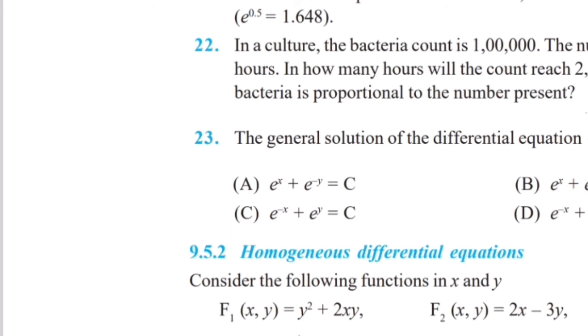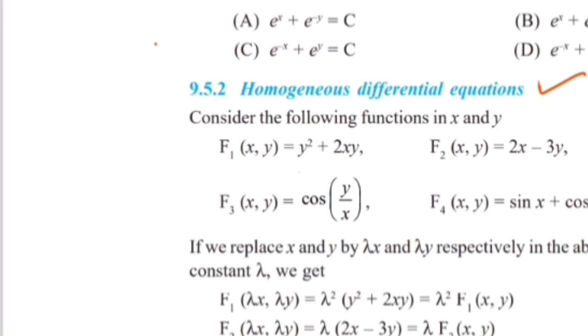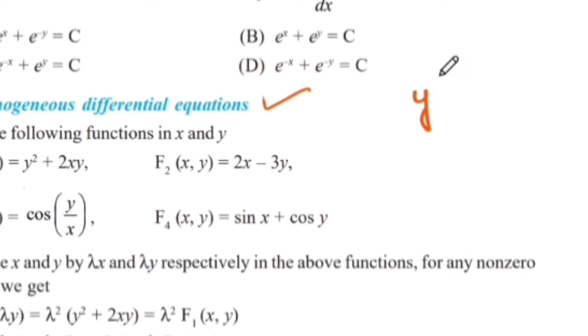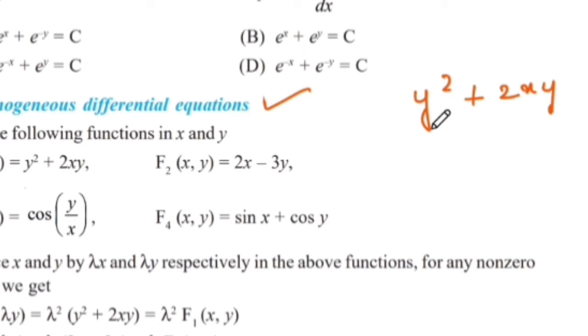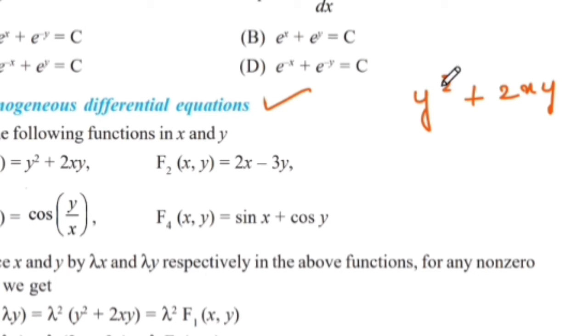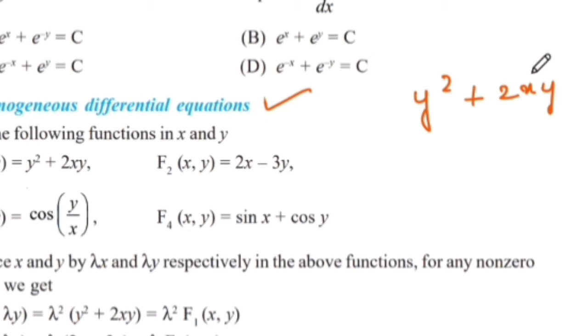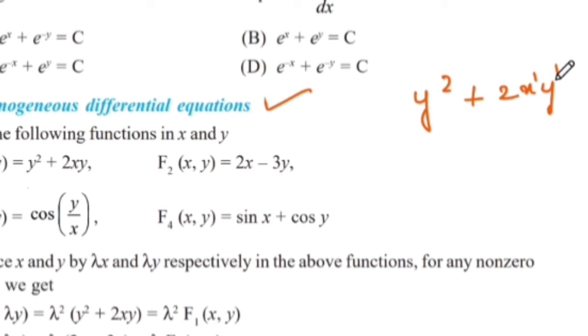The next is homogeneous differential equation. First, you should know what a homogeneous function is. Suppose they have given so many examples here. Y square plus 2xy. Sometimes you can easily identify. See, the degree of this term is 2. The degree of x and y together, it is 1 here, 1 here, so together it is 2. So the degree is the same everywhere. Then it is a homogeneous function.